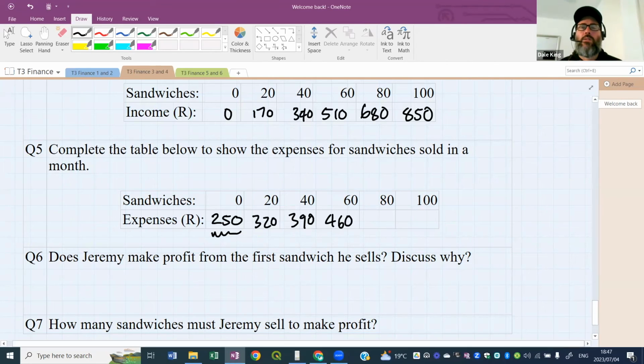For 80, it's 530. Yes, sir, 530. Good. And 100? For 100 is 600. 600.